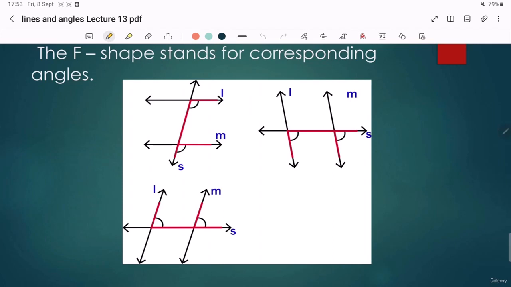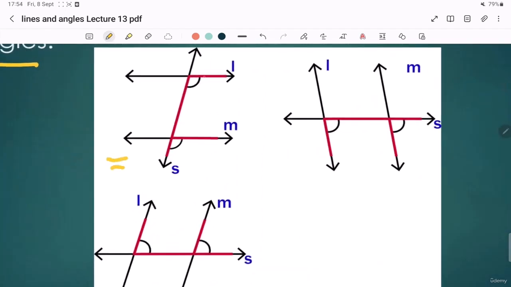Hi everyone, today we will see a shortcut method to find corresponding angles. Corresponding angles form an F shape. Just see in the figures. See in this figure, we have two parallel lines, line L and M. This and this are corresponding angles. As you can see, these angles form an F shape. This is this angle and this is this angle. Now join these, you will get an F shape. So these are corresponding angles.